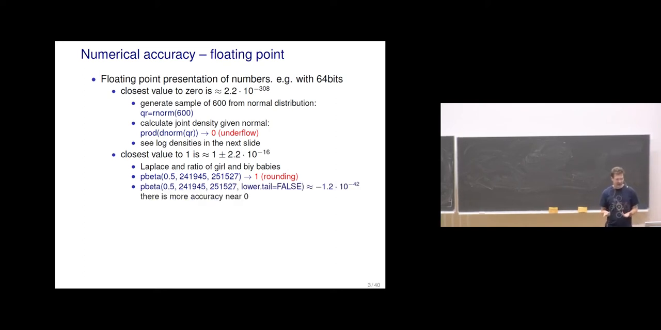And one way is that we remember that there's more accuracy near zero. So instead of computing the usual cumulative density, let's compute that remaining tail part. Saying lower tail equals false, we are computing the upper tail mass. And now we have enough accuracy.